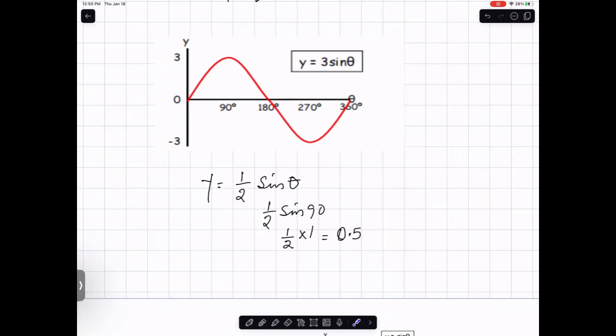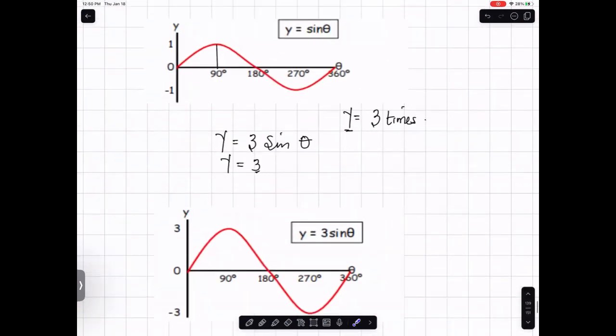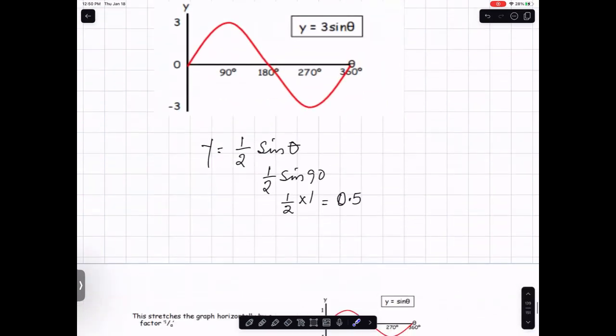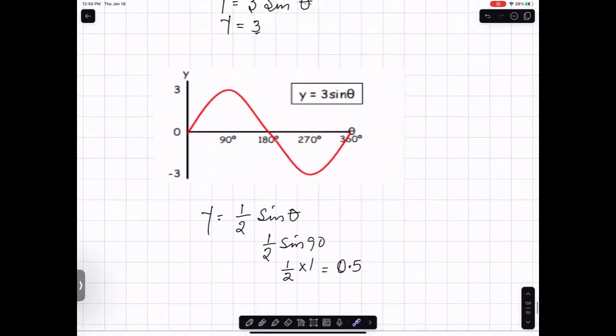Halving the value means halving the value of y. So instead of multiplying, this one is going to be half. Let's take a look at what the graph of halving this looks like. Then also that means for our 270, which is -1, also becomes -0.5. So it is also reduced. That is how to transform your graph with multiplying and halving of the values of theta.